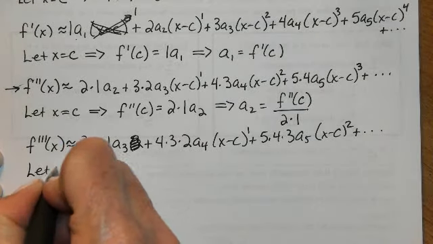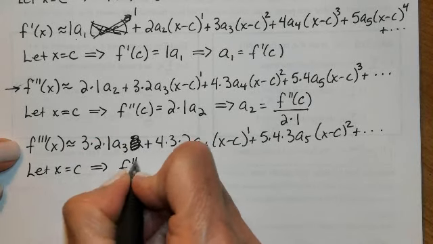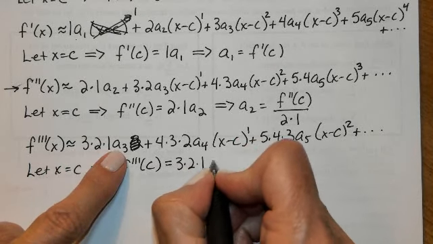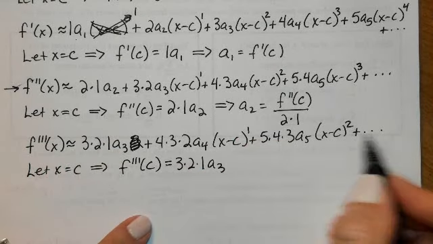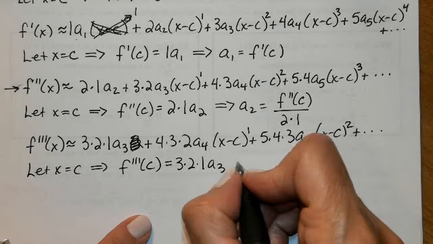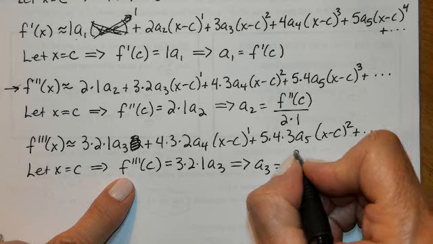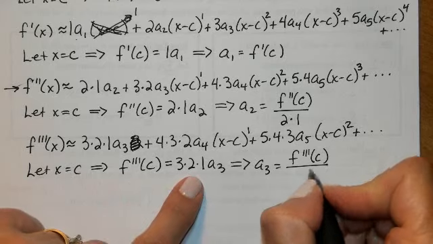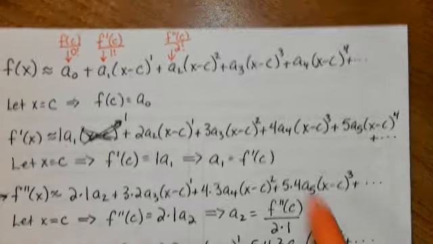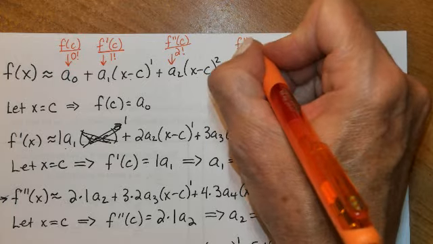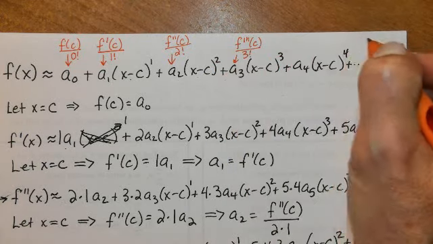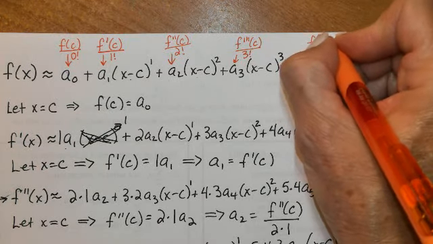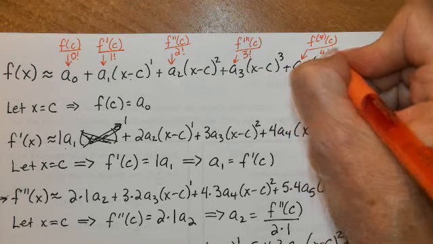Let's let x equal c again. And we get f triple prime of c is 3 times 2 times 1, a sub 3, plus 0, plus 0, plus 0, plus 0. So a sub 3 is the third derivative of f at c divided by 3 factorial. Exactly what we hypothesized. What would a sub 4 be? The fourth derivative of f at c divided by 4 factorial, etc.